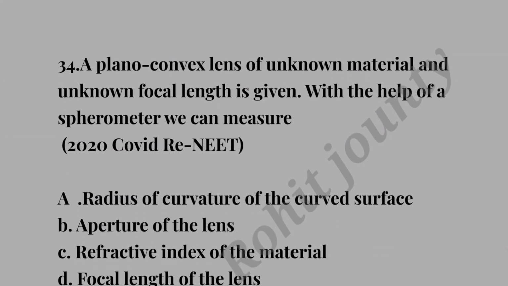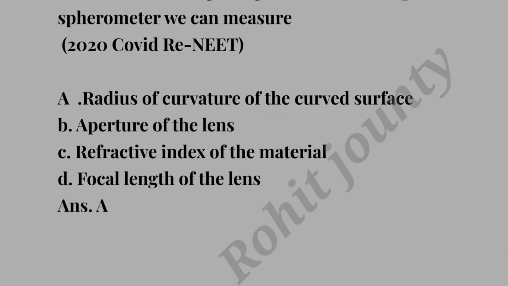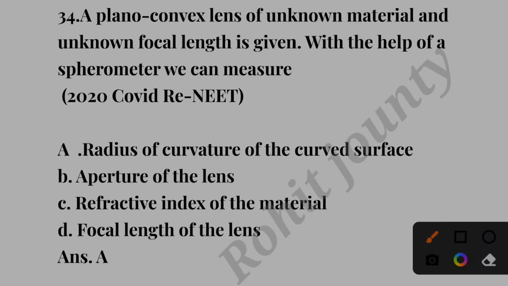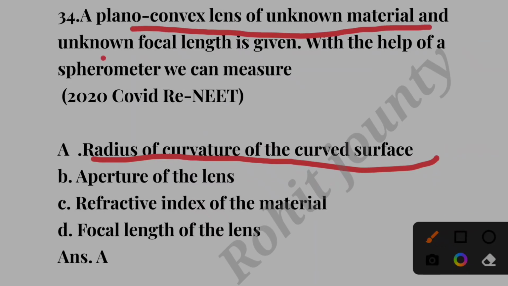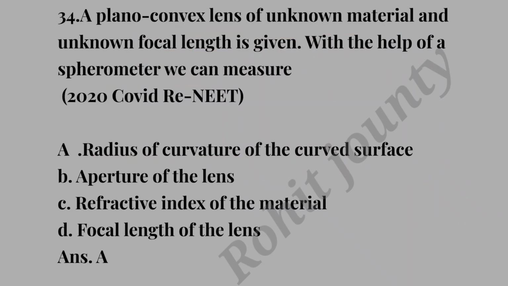Question number 34. A plano convex lens of unknown material and unknown focal length is given. With the help of spherometer, we can measure: option A, radius of curvature of the curved surface; option B, aperture of the lens; option C, refractive index of material; option D, focal length of lens. The correct answer is option A, radius of curvature of the curved surface. A plano convex lens of unknown material and unknown focal length is given. With the help of spherometer, we can measure radius of curvature of a curved lens.